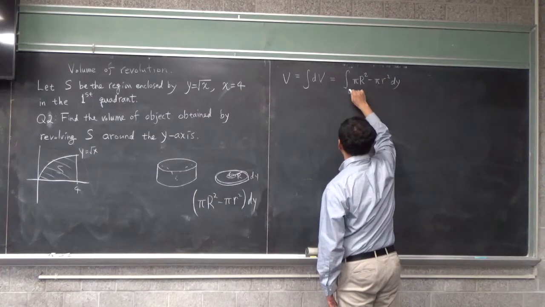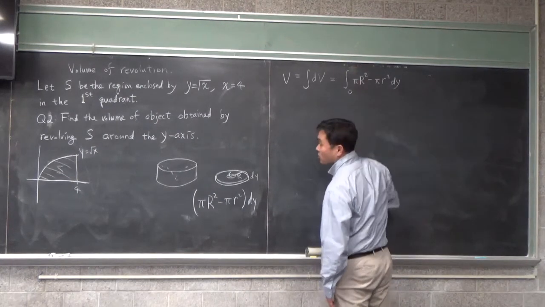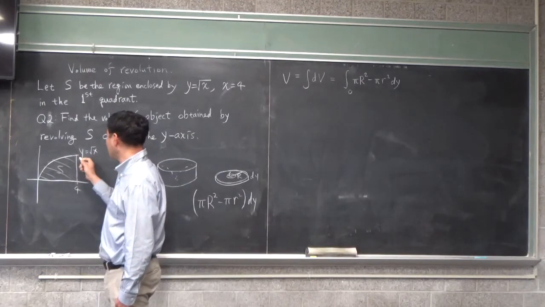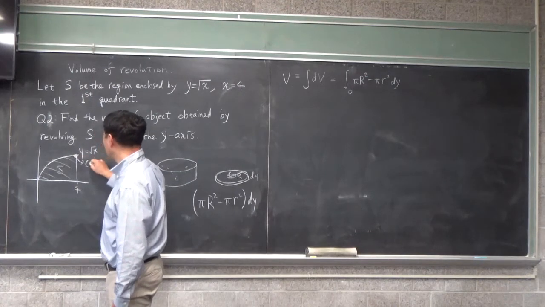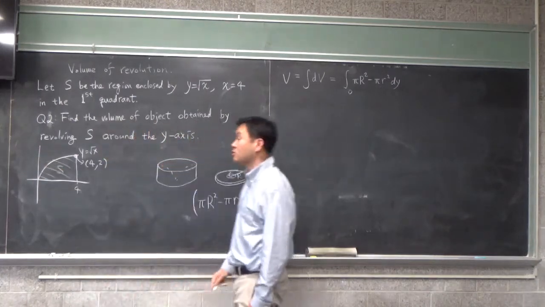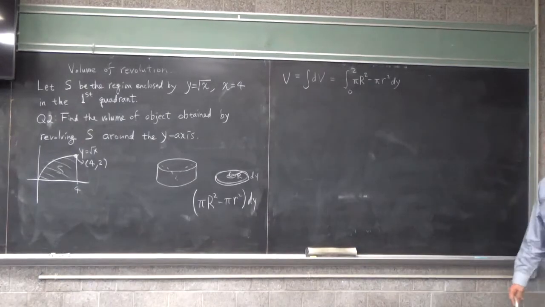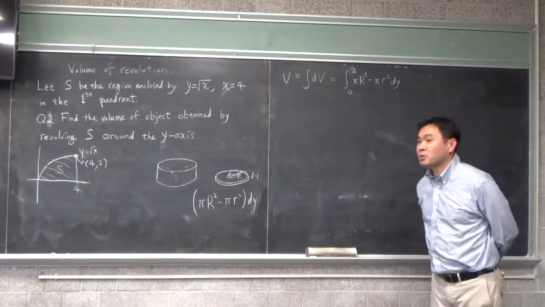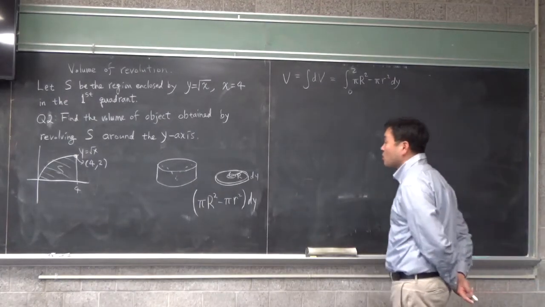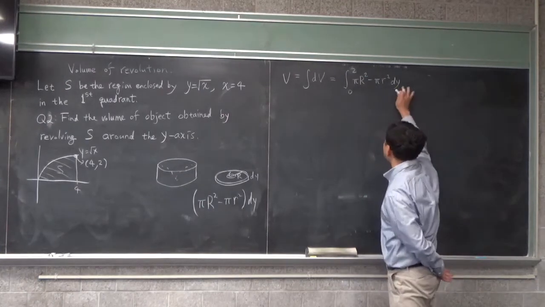And y goes from 0 to where? Not 4. When you plug in 4 here, what do you get? 2. So what is this coordinate? (4, 2). So y goes from 0 to 2. Okay, so we have to calculate that, but in order to do so, we better have the capital R and small r as functions of y, right? Because it has dy.